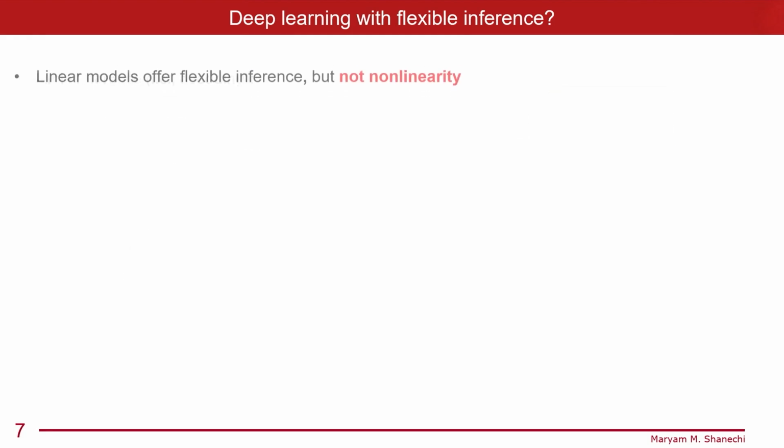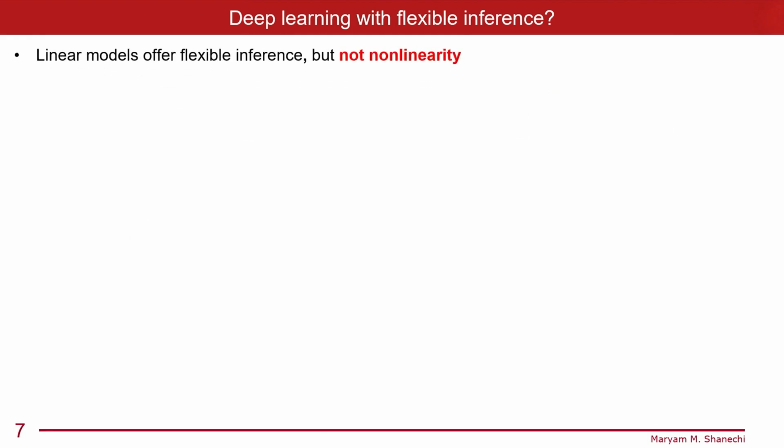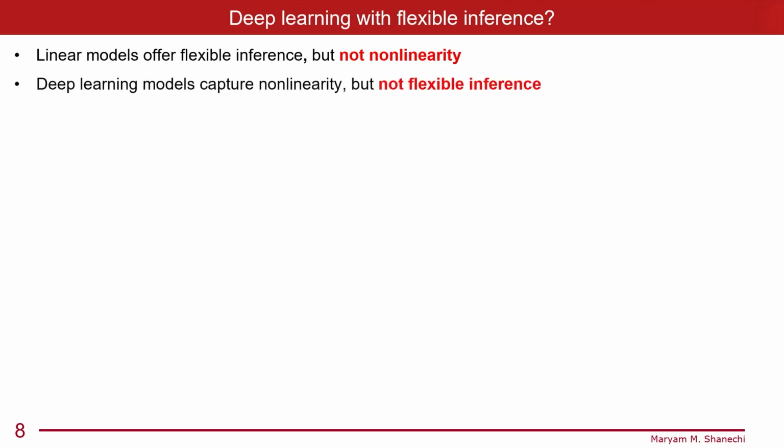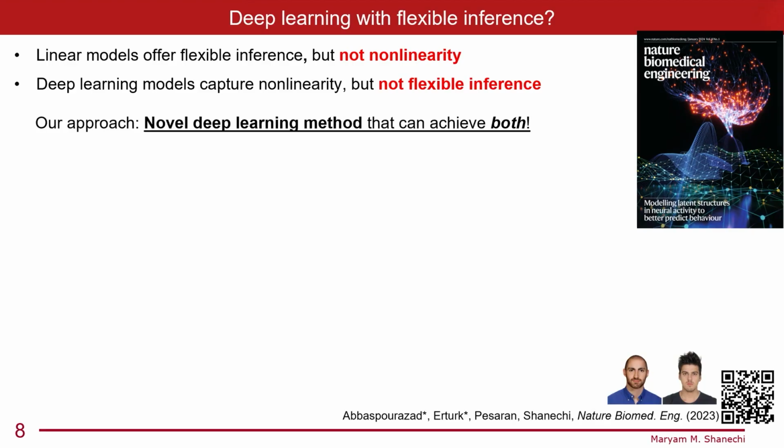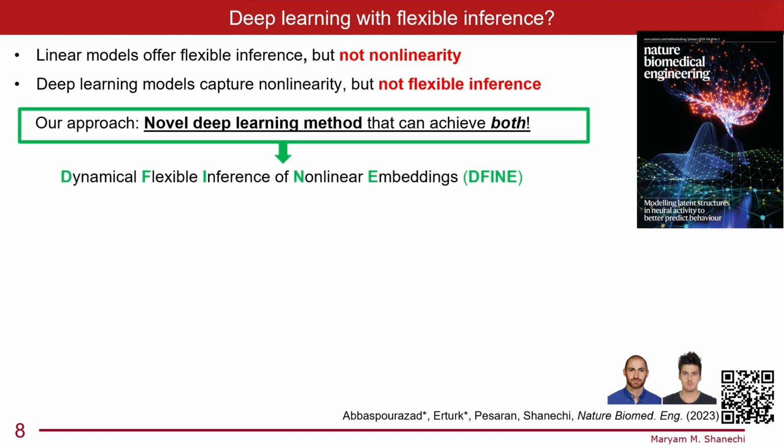So this is great. But unfortunately, these models don't capture nonlinearity. Now, there's been a lot of beautiful work in this community on developing deep learning models of neural activity. But these largely focus on offline analysis and do not enable flexible inference. So in a recent work a couple of years ago, our goal was to try to achieve the best of both worlds. Can we develop a deep learning architecture that allows you to capture nonlinearity as well as flexible inference? And we developed this architecture we call DEFINE, for dynamical flexible inference of nonlinear embeddings, that can do that.